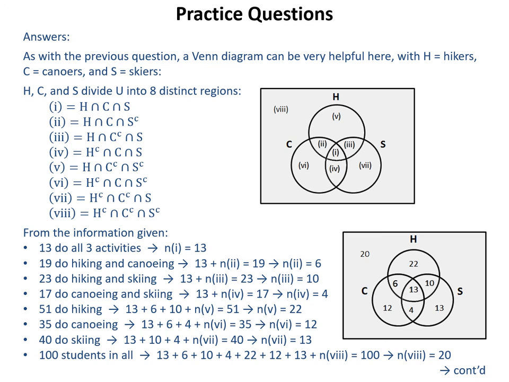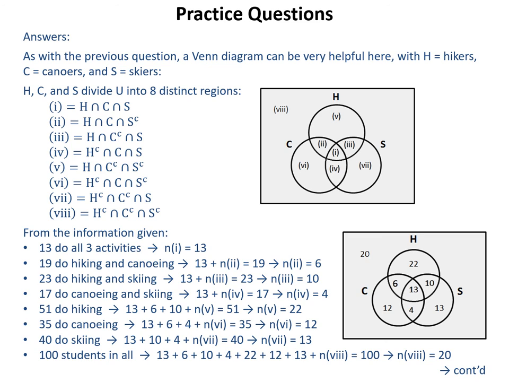So that gives us a Venn diagram that divides into 8 distinct regions, as we can see in the Venn diagrams on the page, and they're numbered 1 through 8. And again, all of these are intersections of these sets or their complements.